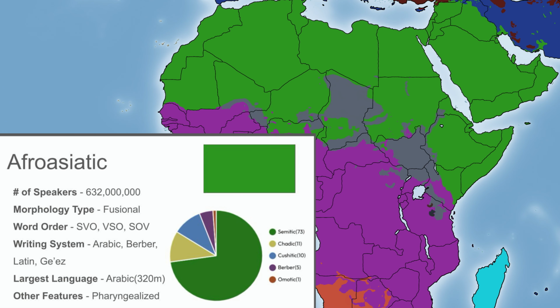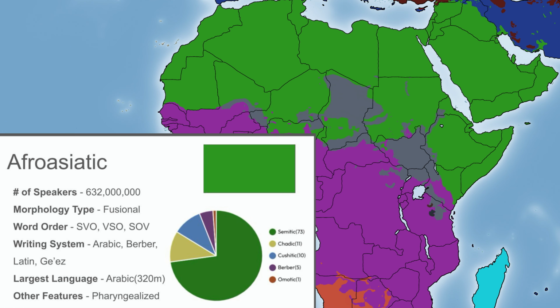Almost all Afroasiatic languages are fusional. For word order, most use SVO, but Cushitic languages use SOV. As well as these orders, Classical Arabic used VSO word order, and officially, Modern Standard Arabic also uses this word order. But when spoken, most Arabic dialects use SVO. Most Afroasiatic languages use the Arabic script, but some Berber languages use their own native script. Some languages use Latin, and Amharic uses its own native abugida called Ge'ez.